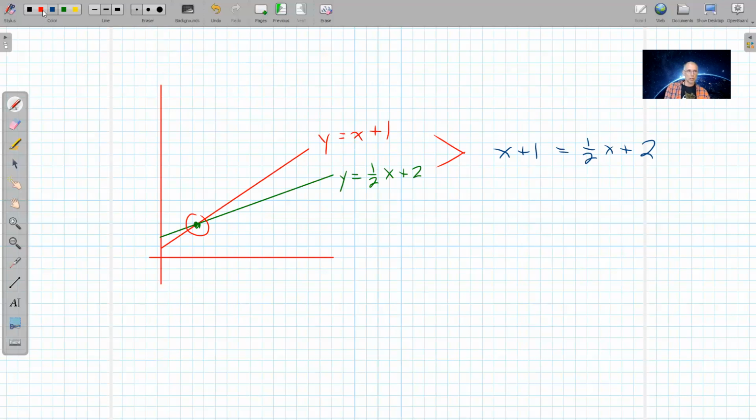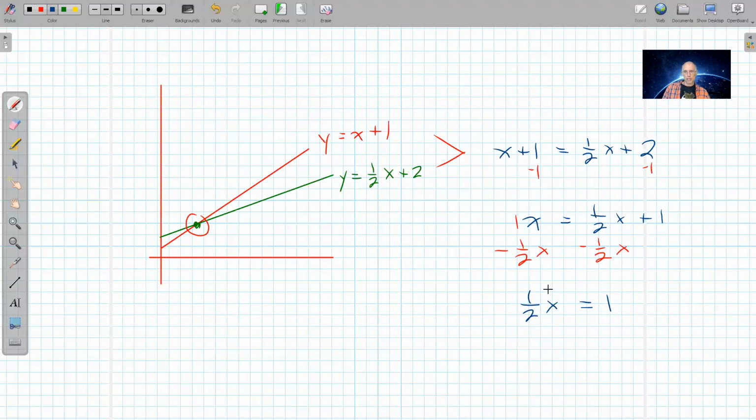solve this. So the easiest way to solve this one, I think I would subtract the 1 over to the other side. So then I get x equals 1/2 x plus 1. And then I would have to subtract this 1/2 x over. And remember, an x is really a 1x. So I have an x, I lose half an x. That means I should have half an x left.